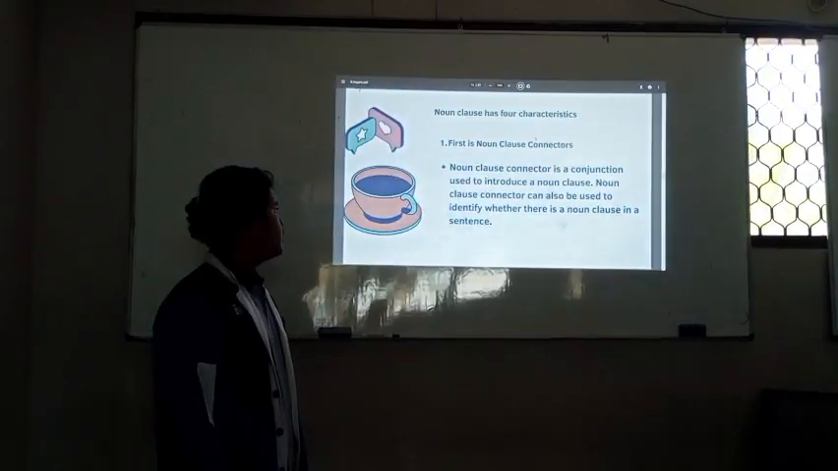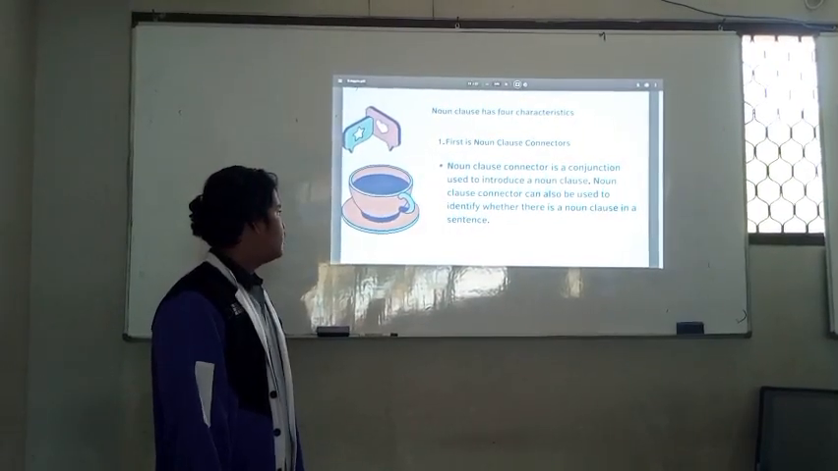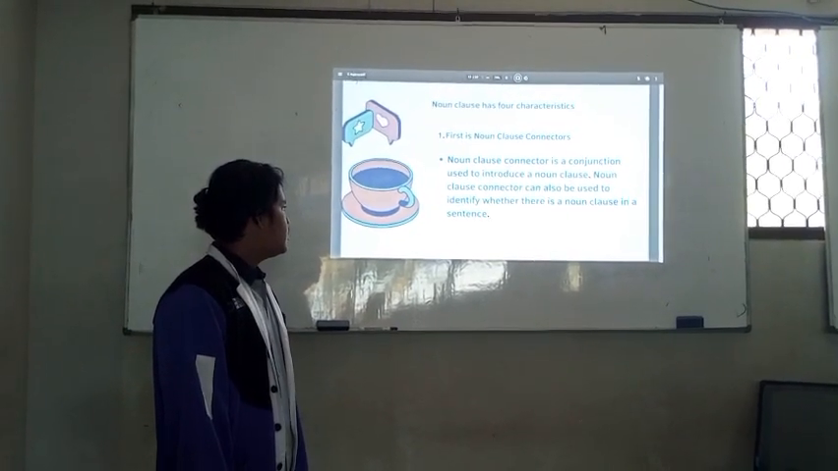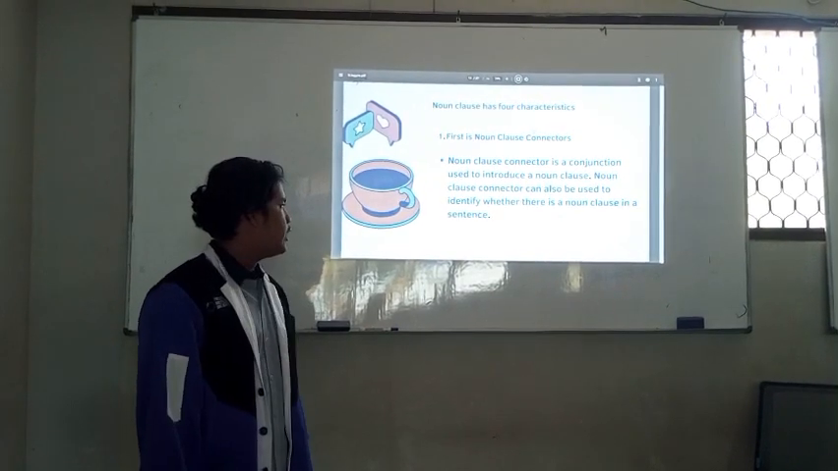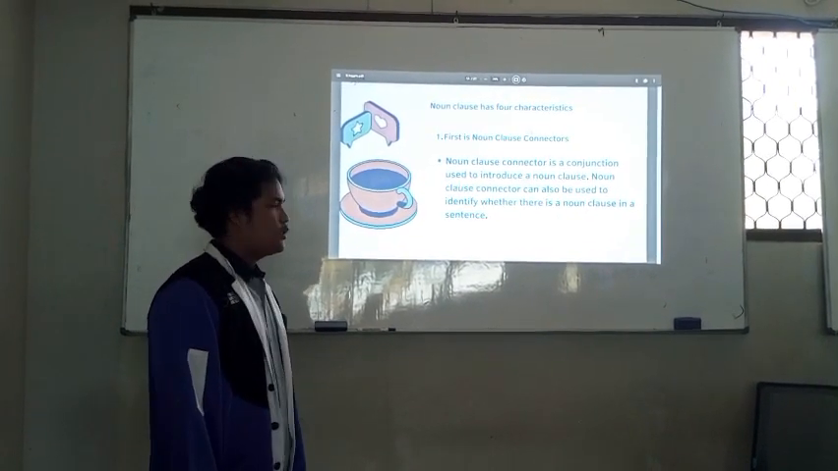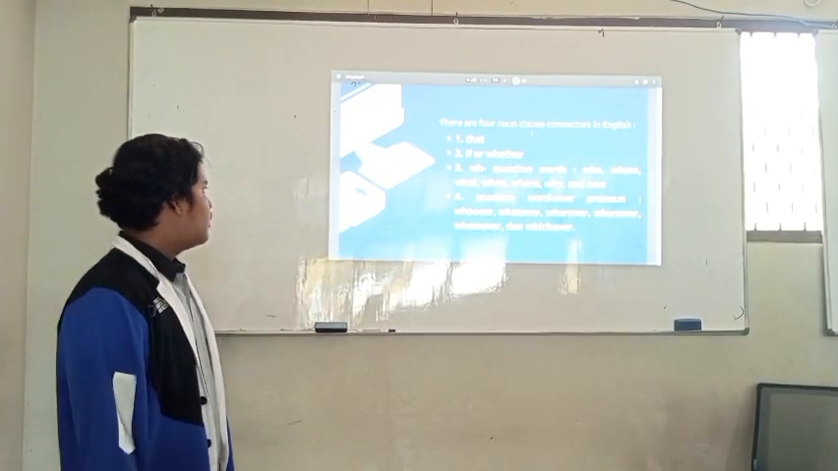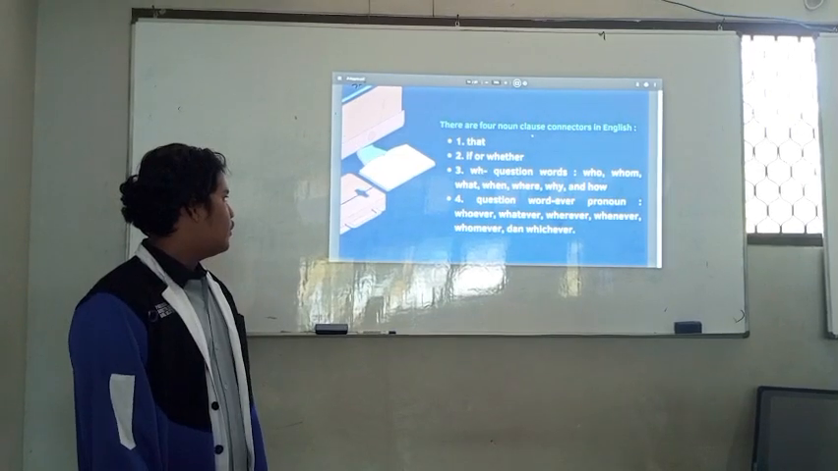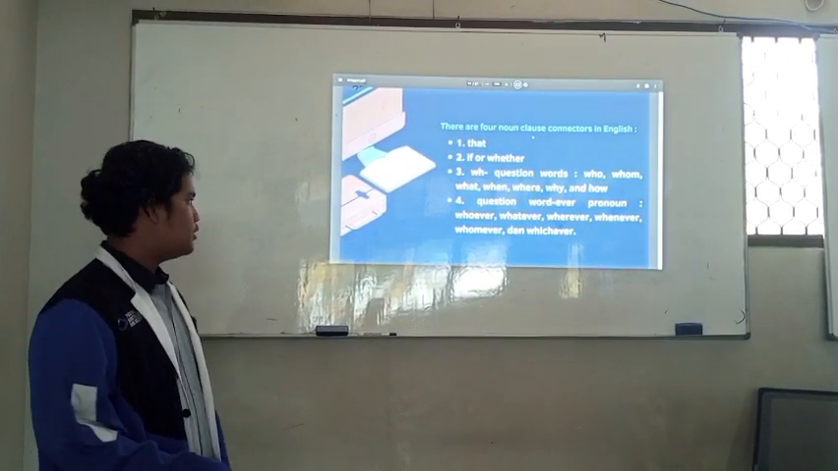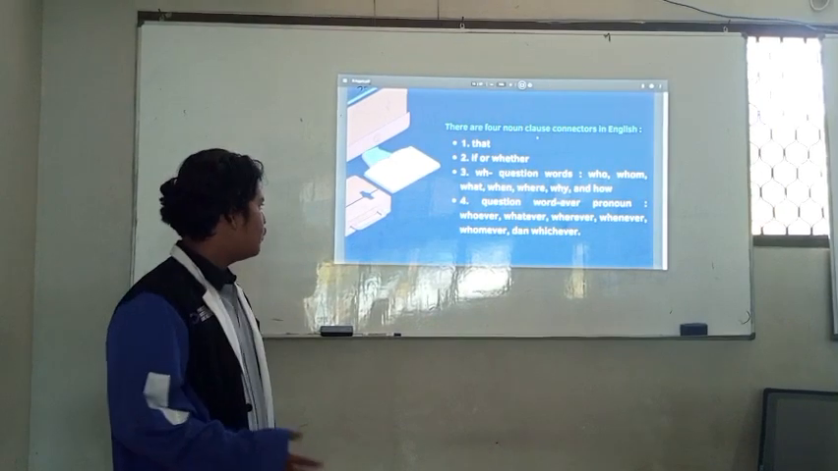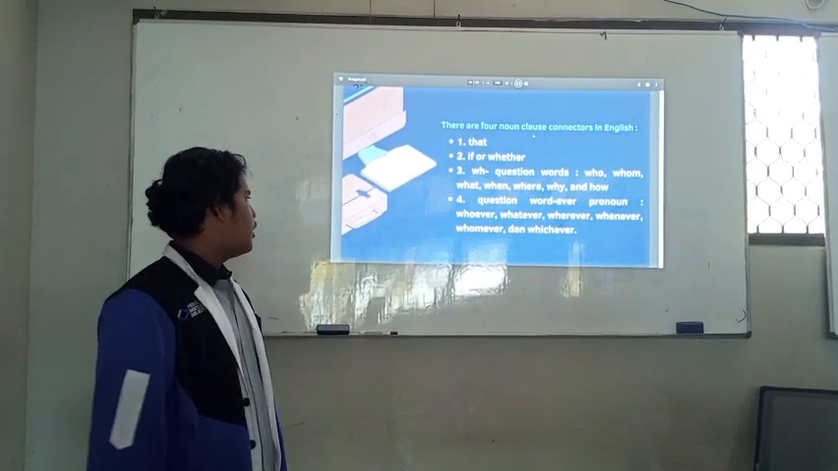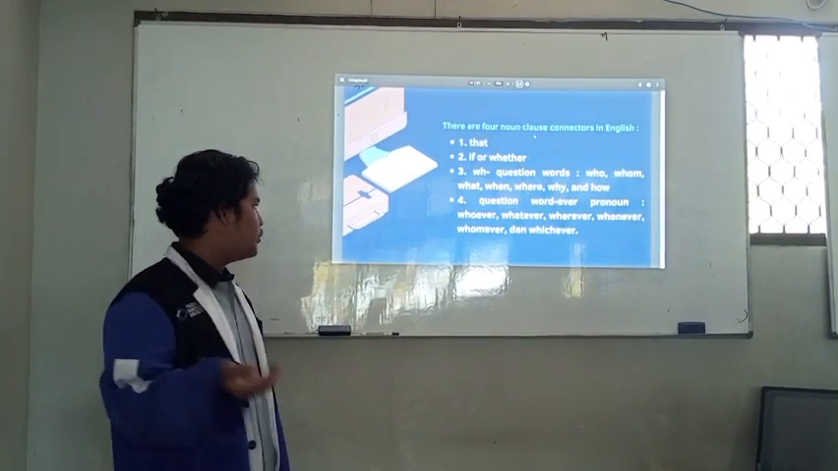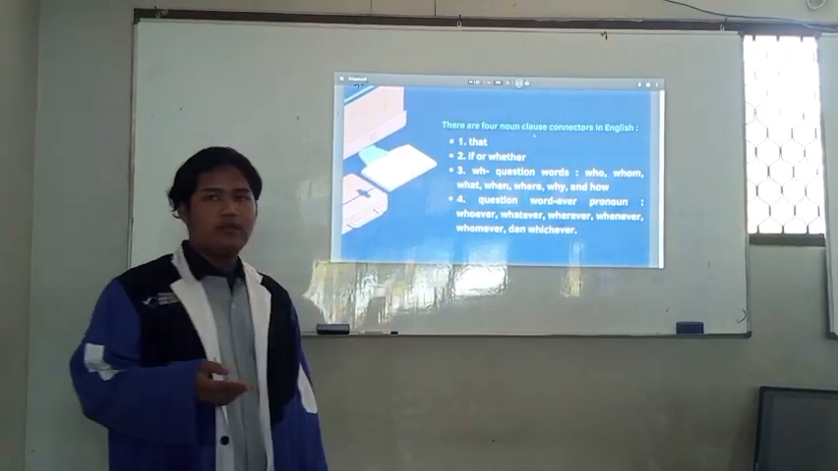A noun clause has four characteristics. First is noun clause connectors. A noun clause connector is a conjunction used to introduce a noun clause. A noun clause connector can also be used to identify whether there is a noun clause in a sentence. There are four noun clause connectors in English. One, that. Two, if or whether. Three, question words: what, who, whom, when, where, why, and how. And four, question word plus ever: whoever, whatever, whichever, whenever, and whichever.